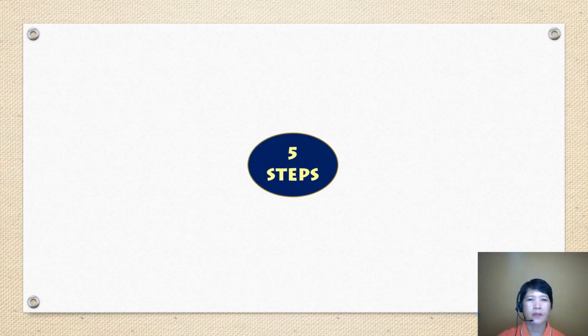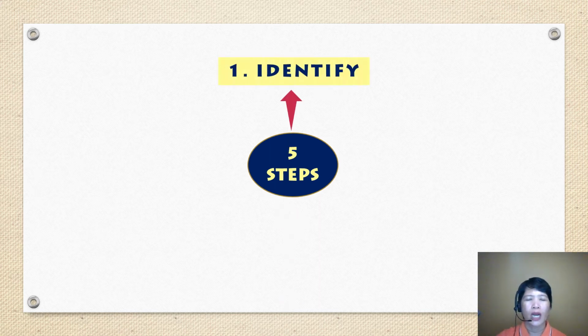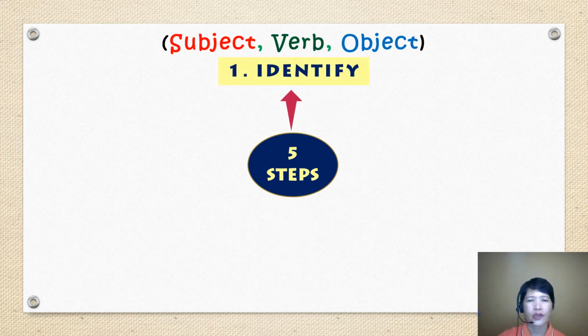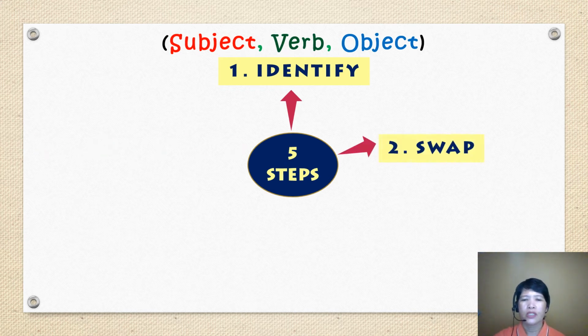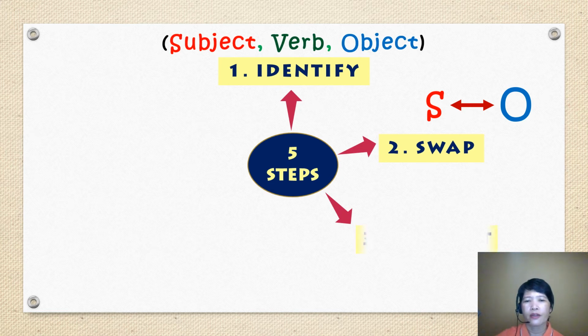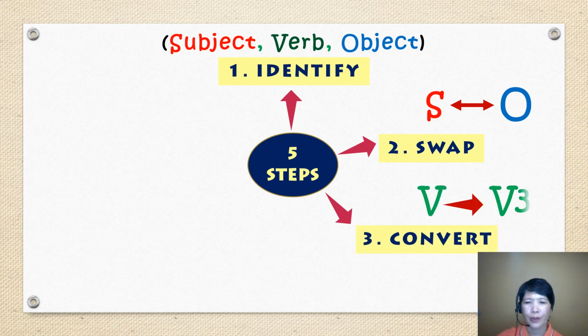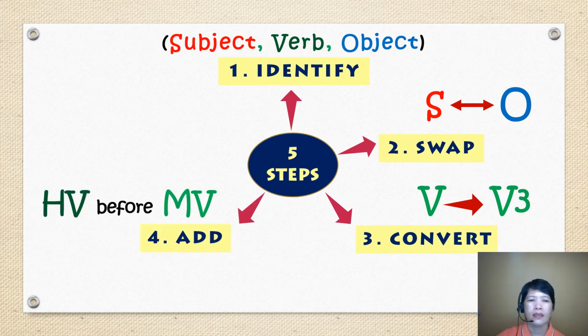And here are the steps in transforming active voice to passive voice. First, we need to identify the subject, the verb, and the object. Second step, we need to swap the subject and the object's location or position in the sentence. Third, we need to convert the main verb to its third form. Fourth step, we need to add the proper helping verb before the main verb.